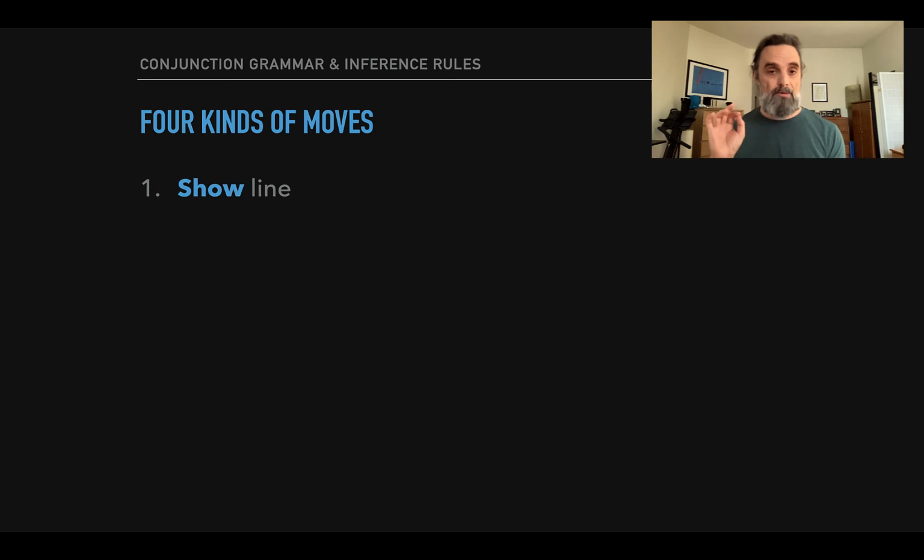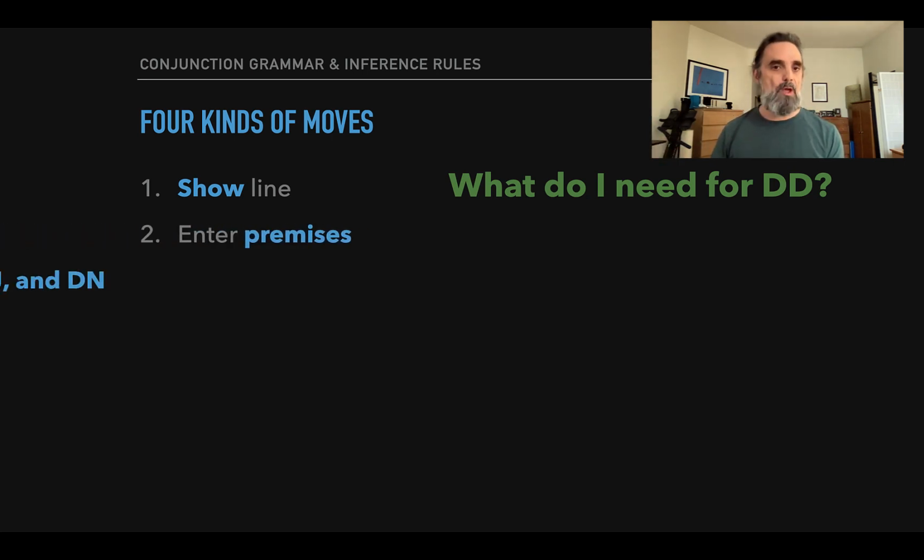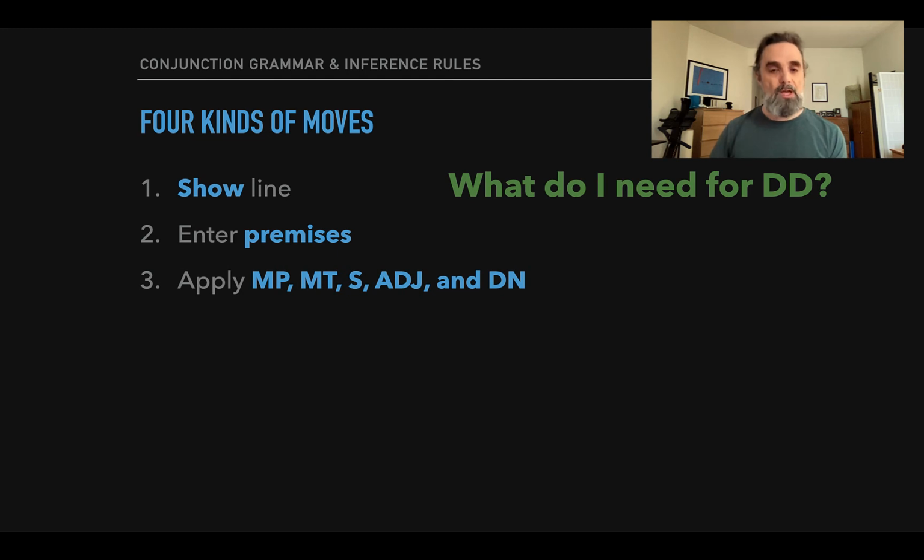In our derivations, we have 4 kinds of moves still. First, we will have our show line, and once you enter the show line, your goal is to get to that and apply direct derivation. So as you proceed through the rest of these steps, you always want to be asking yourself, what do I need for direct derivation? Do I have it? Second step, bring in your premises, no problem. Third step, apply inference rules, but now we have 2 new inference rules to apply, S and ADJ, as well as MP, MT, and DN.